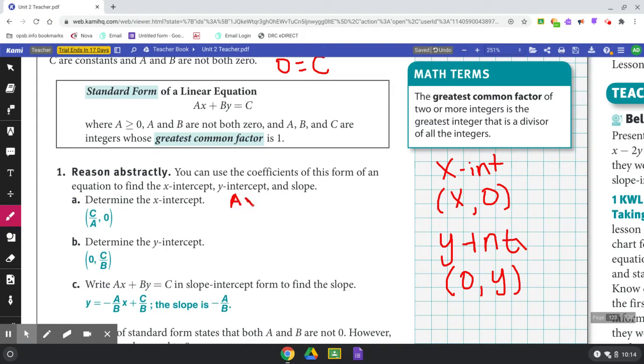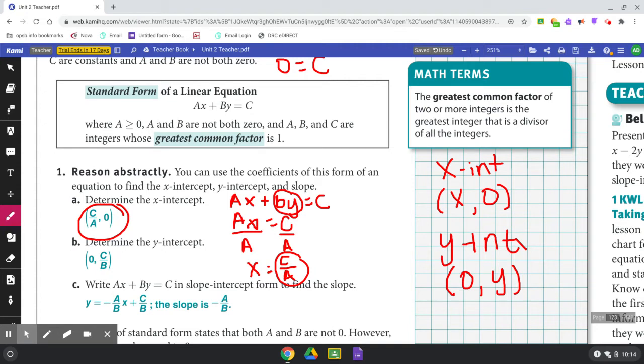If I substituted in 0 for y in ax plus by equals c, that would just leave me with ax equals c, because this would become 0. And then if I wanted to solve for x, I would divide both sides by a. This becomes a literal equation. So x equals c over a. So that's where that c over a comma 0 is. Your x is c over a and your y is 0.